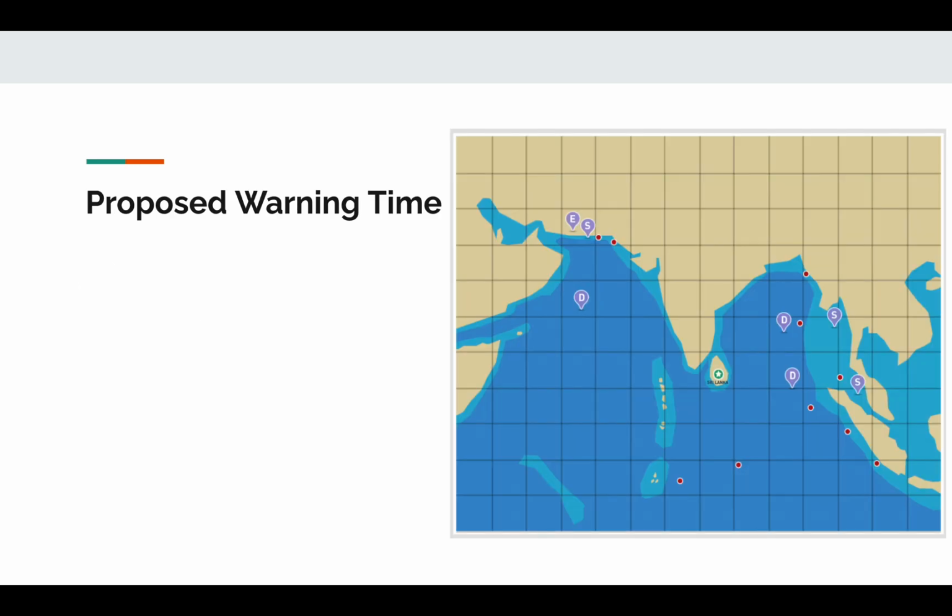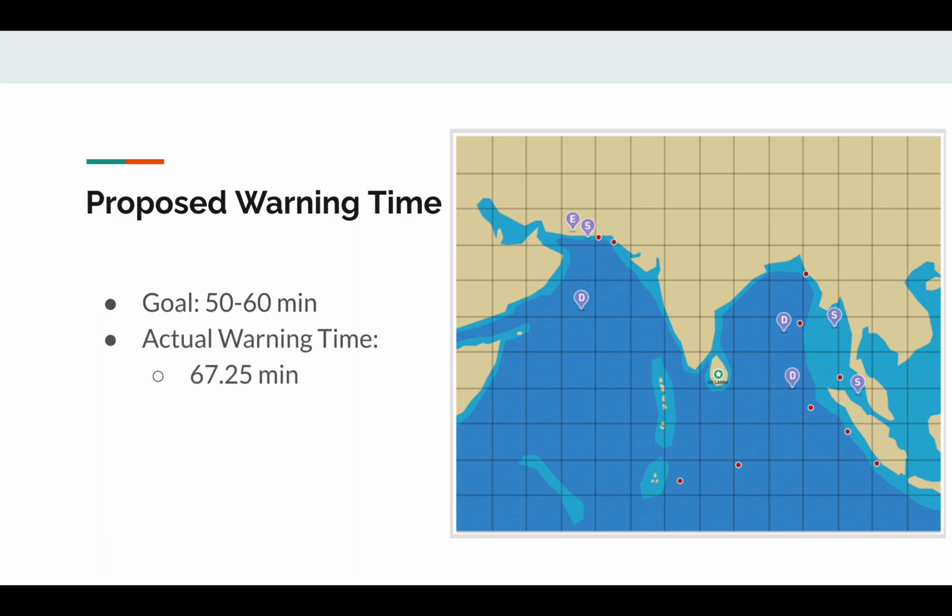The data for my best or optimum design was good. After I received Hannah's feedback, I made a goal of 50 to 60 minutes for my warning time. My actual warning time was 67.25 minutes. Now, I did have a test where my warning time was 75 minutes, but the cost was way too high. And since that was one of the criteria that was most important for me, I didn't use that design.